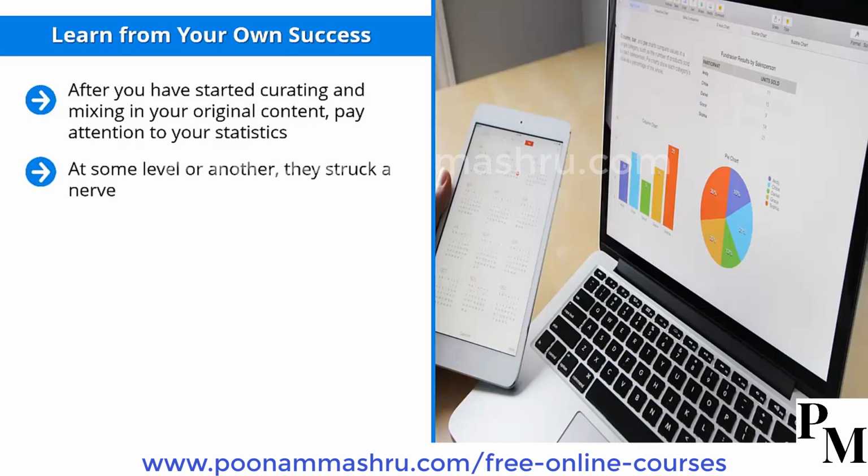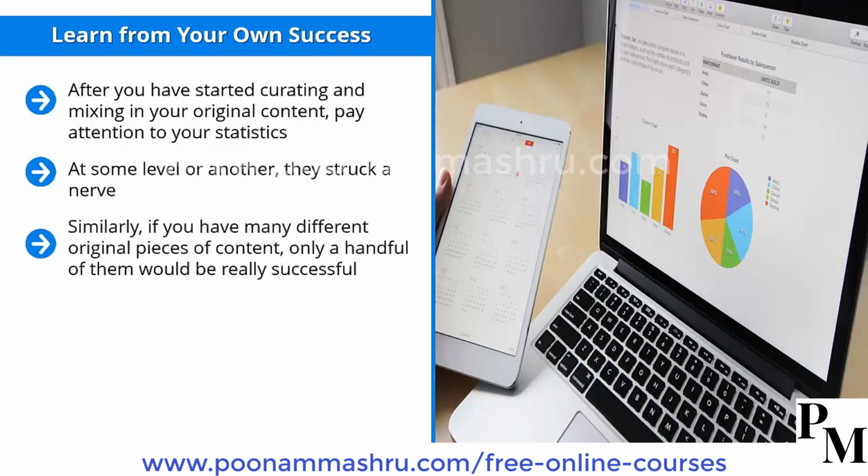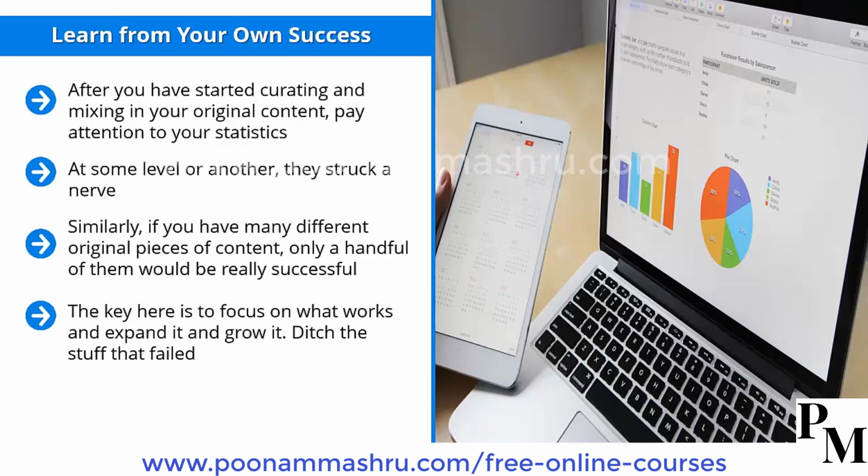Find these successful curated pieces of content and create original versions of them. Similarly, if you have many different original pieces of content, only a handful of them will be really successful. Pay attention to those. Find them. Once you've identified them, create more of them. Focus on the same themes and present similar information the same way. The key here is to focus on what works and expand it and grow it. Ditch the stuff that failed. Build on your strengths.